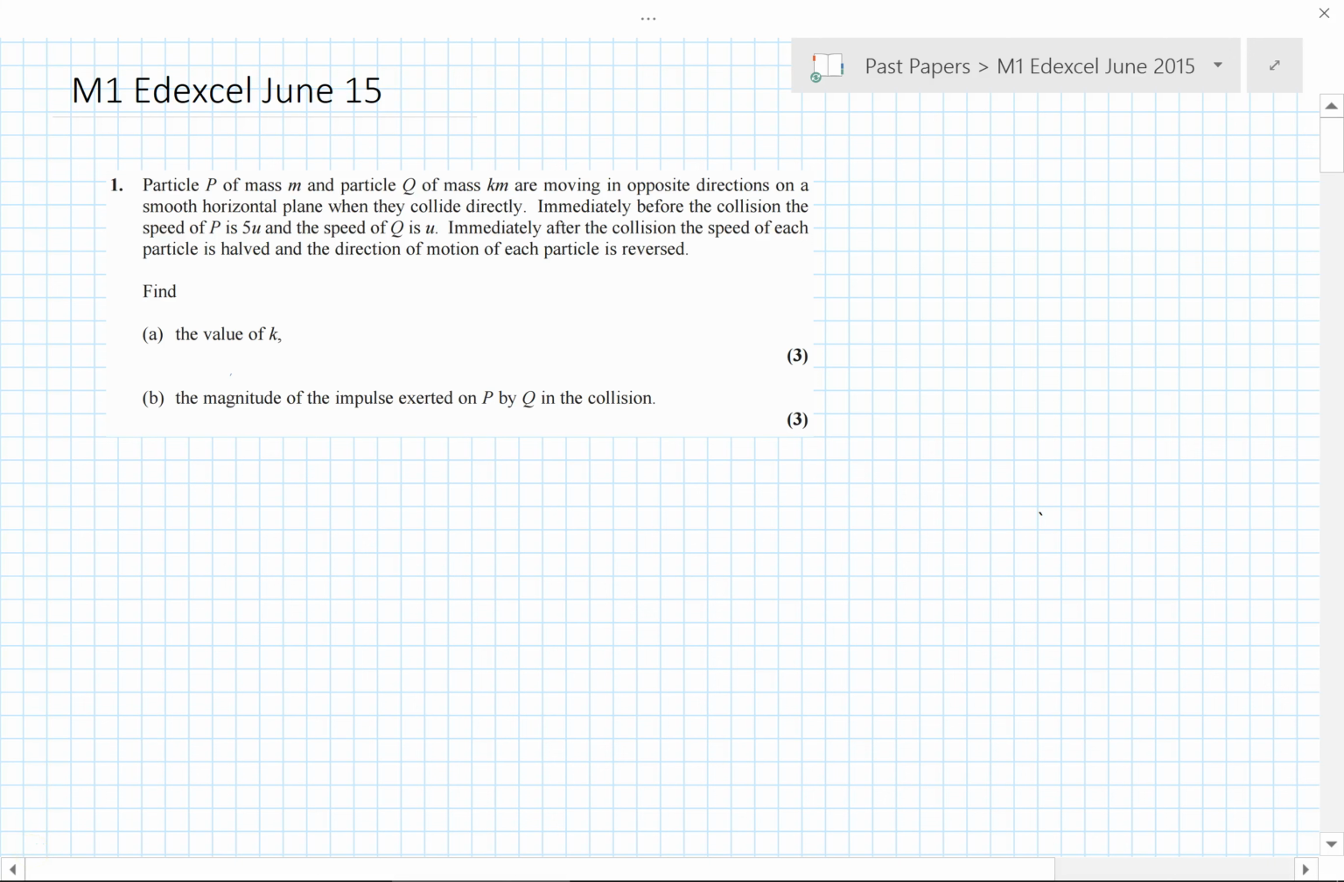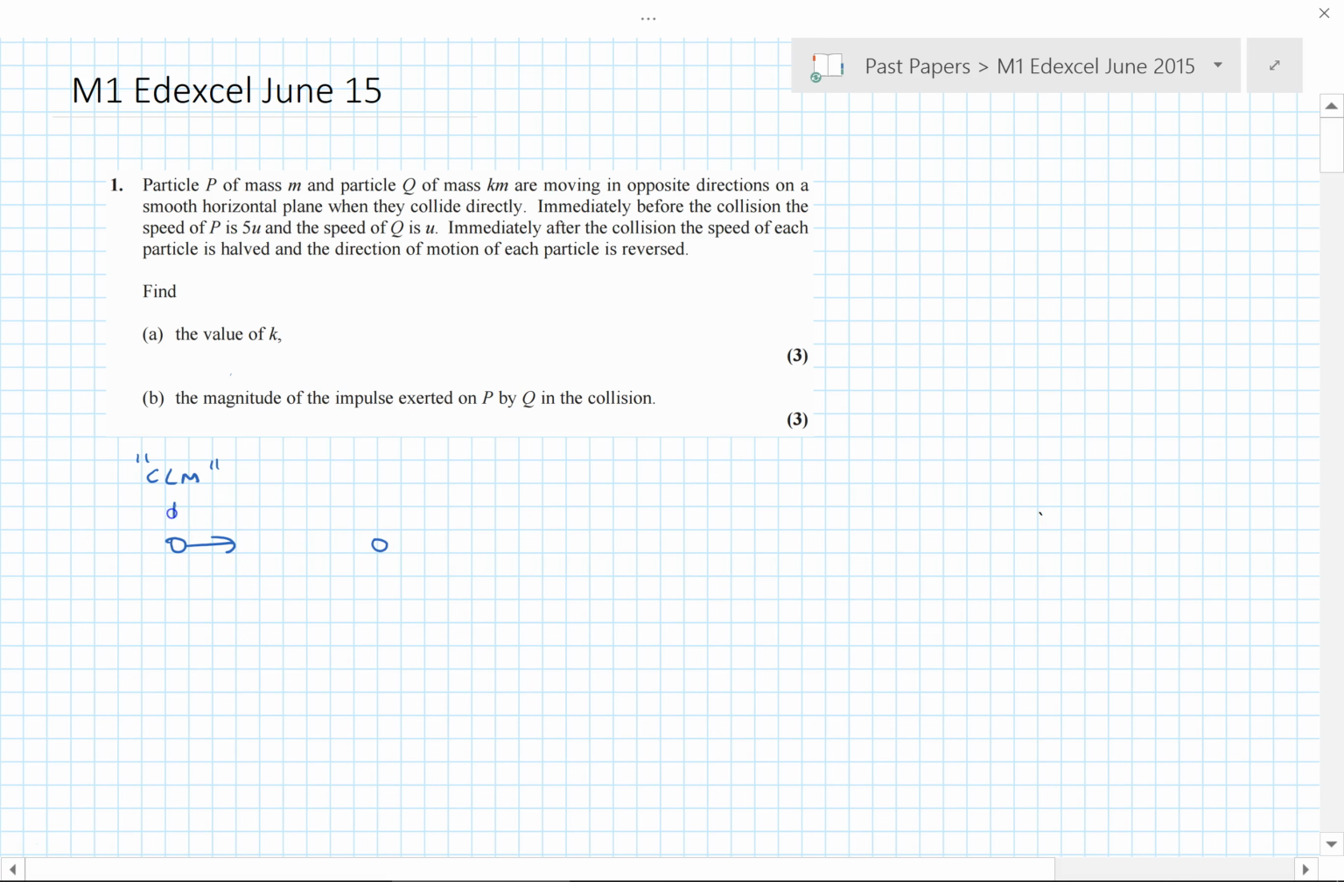In this video we're going to go over M1 Edexcel June 15. The first question is a momentum question, fairly standard question. Conservation of linear momentum. Momentum before equals momentum after. I do find it helpful to do a diagram here.